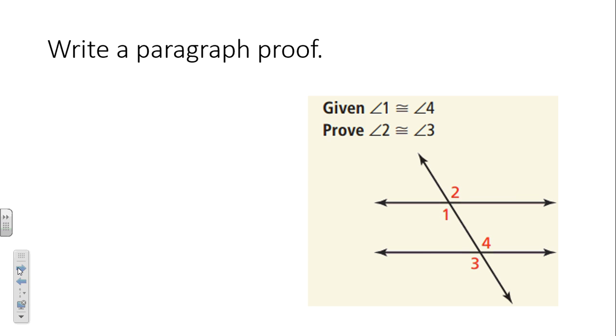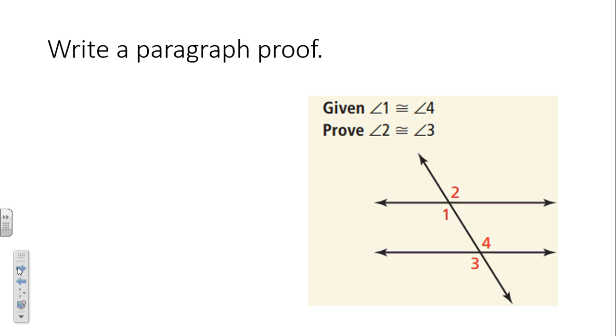Now they want us to make a paragraph proof. Okay, paragraph proof. So, what do you think of when you think of a paragraph? English class, right? Or anytime that you have to write in writing, right? So they want us to put this in words, not 2 columns, not statements and reasons, but they want us to actually use our writing skills and throw the math in there.